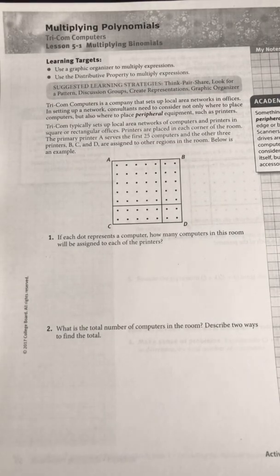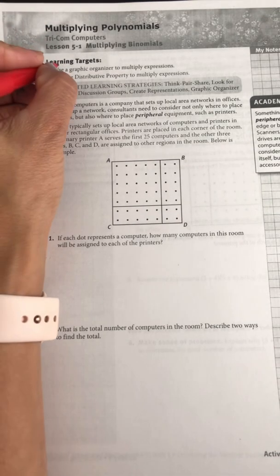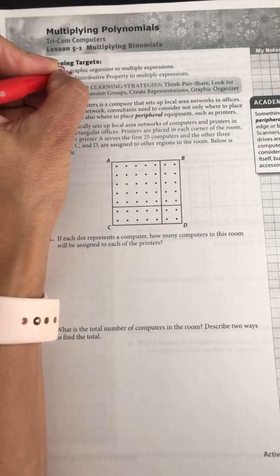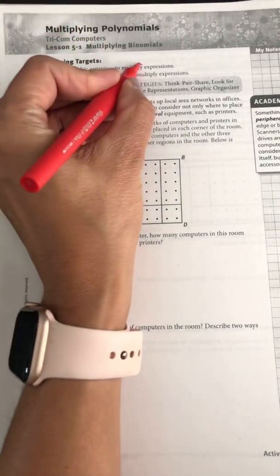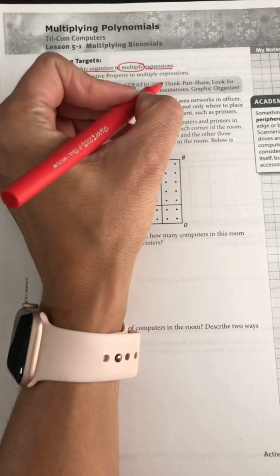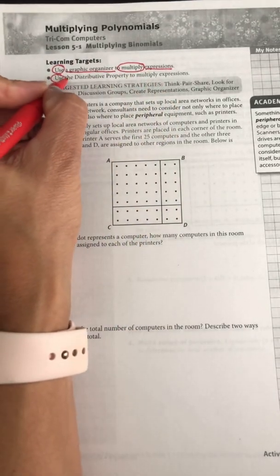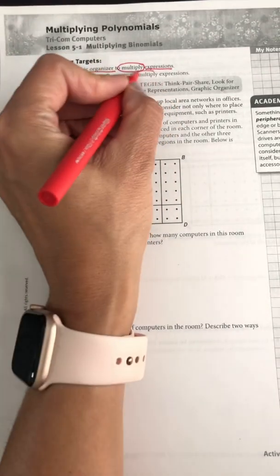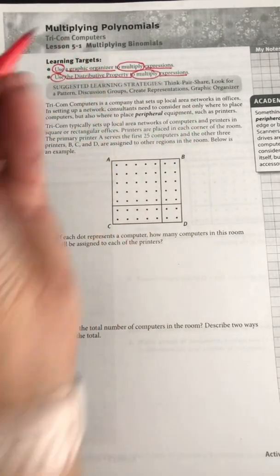Hey guys, all right, so we are on multiplying binomials. So far we've added and subtracted them. Now let's multiply them. So we're going to investigate how to do that by learning how to use a graphic organizer to multiply expressions. We're going to use the distributive property to multiply expressions.